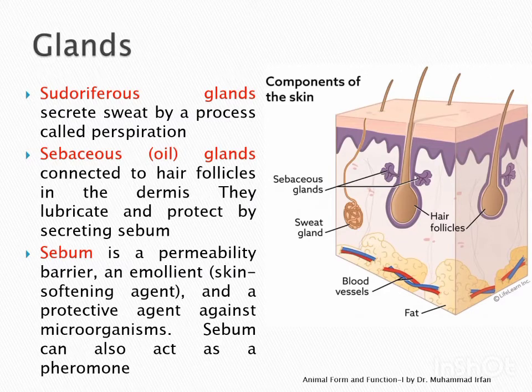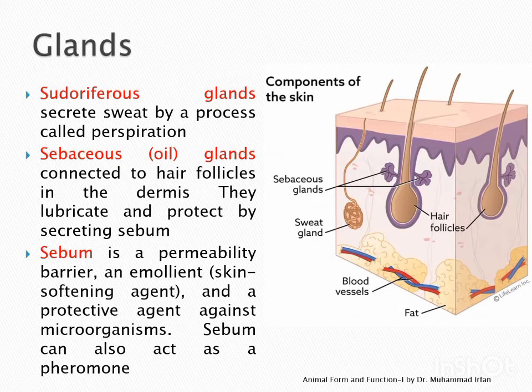In skin, mainly two types of glands are present: sweat glands and sebaceous glands. Sebaceous glands are located in the dermis. They are derived from epithelial tissue, the epidermis, and they go deep into the dermis. They could be simple or compound. If they are simple, it means only one invagination is present, and if they are compound, it means there is a bundle of invaginations in one gland.